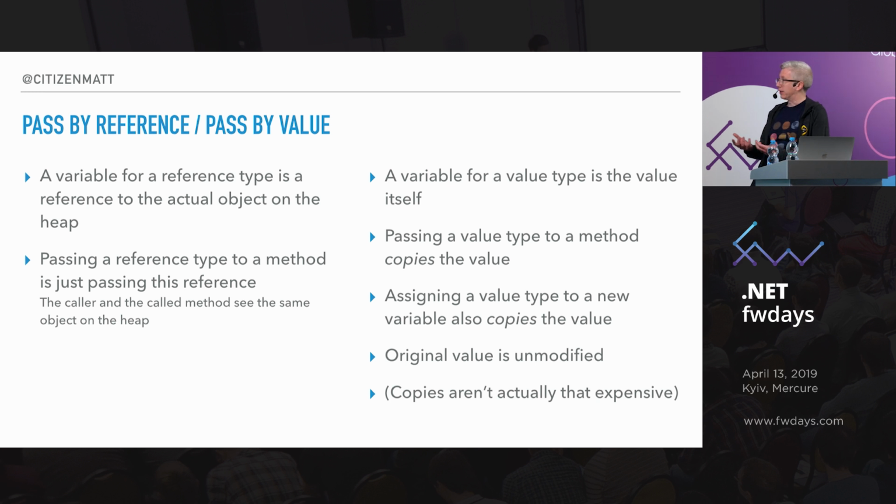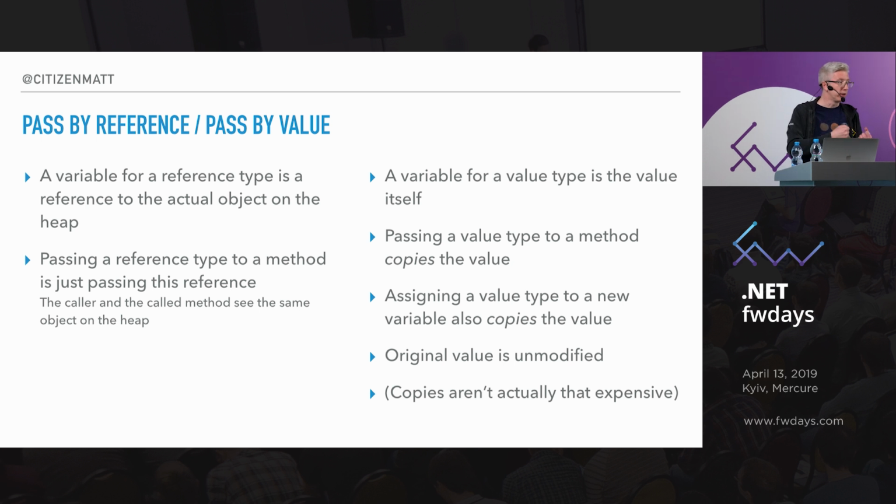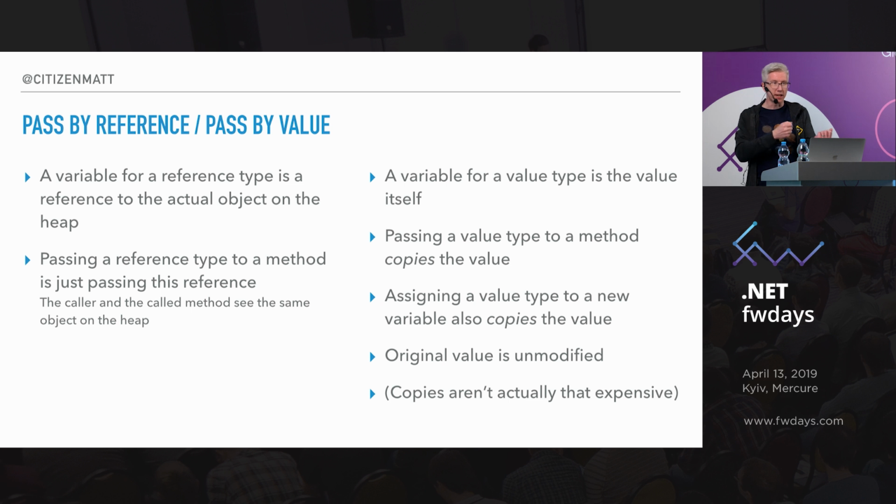A variable for a value type is the value itself. It's the actual value. So if you pass that to a method, it makes a copy of the value, so you end up with two. If you assign a value type to a new variable, it also makes a copy. And that means then you've got two different copies. If you make any modifications, the original value is unchanged.